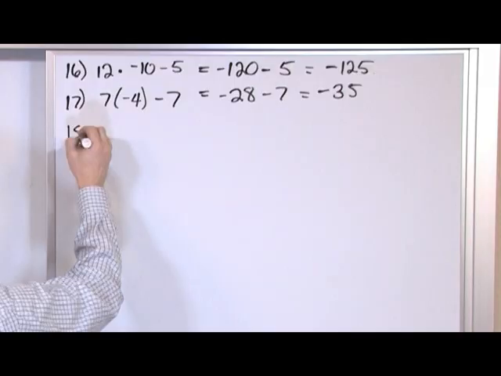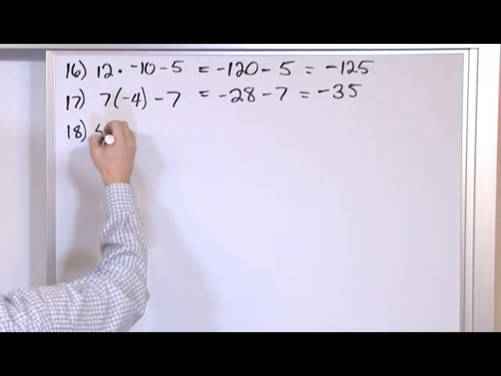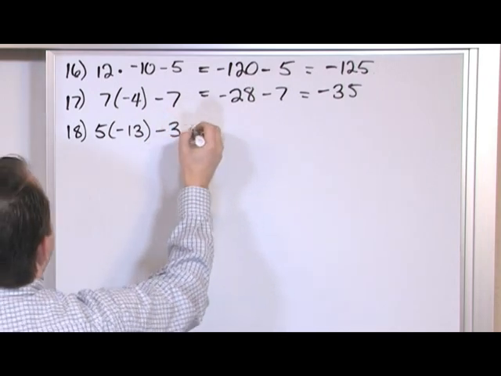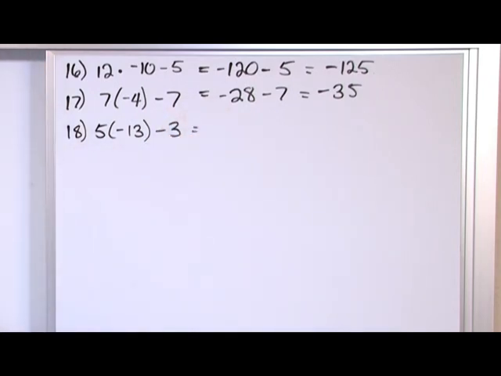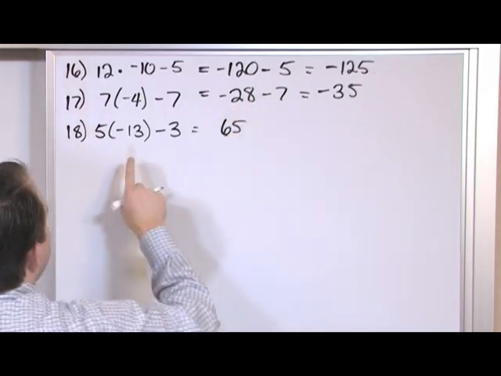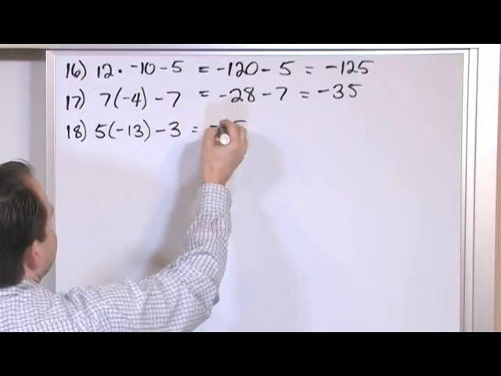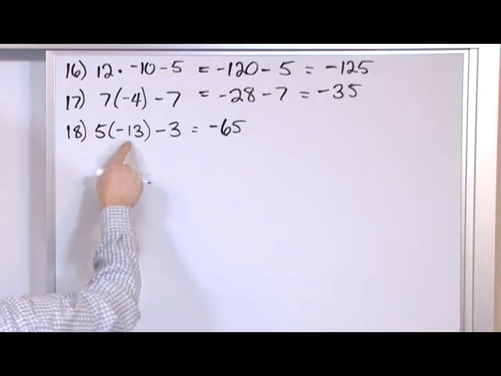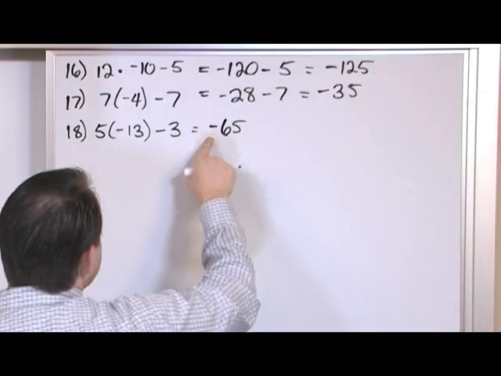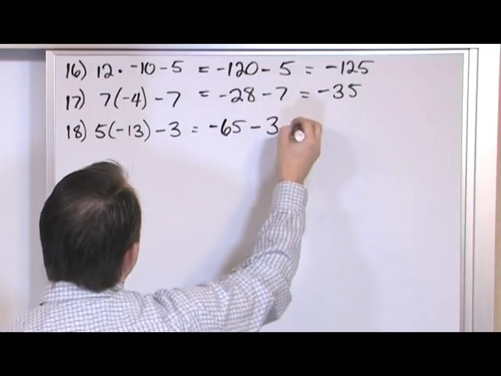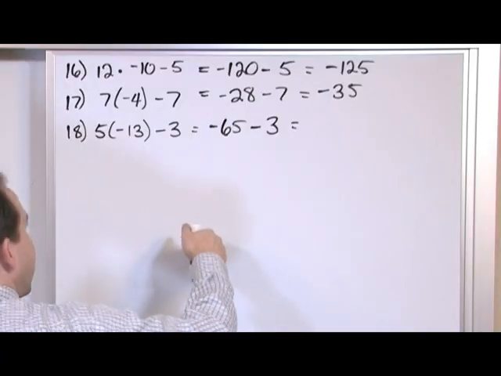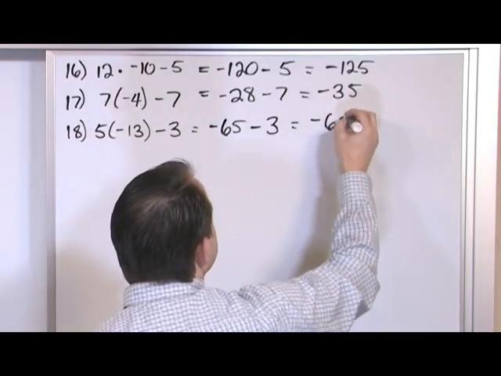Okay, 18 is, let's say, 5 times negative 13 minus 3. All right, what's 5 times 13? 5 times 13 is 65. And the sign has got to be negative, so you're going to stick a negative sign out front because these signs are different. Positive times negative is going to give us a negative, and we're still going to have to subtract this 3. So we start at negative 65, and we go 3 more negative, so we're going to have a negative 68.